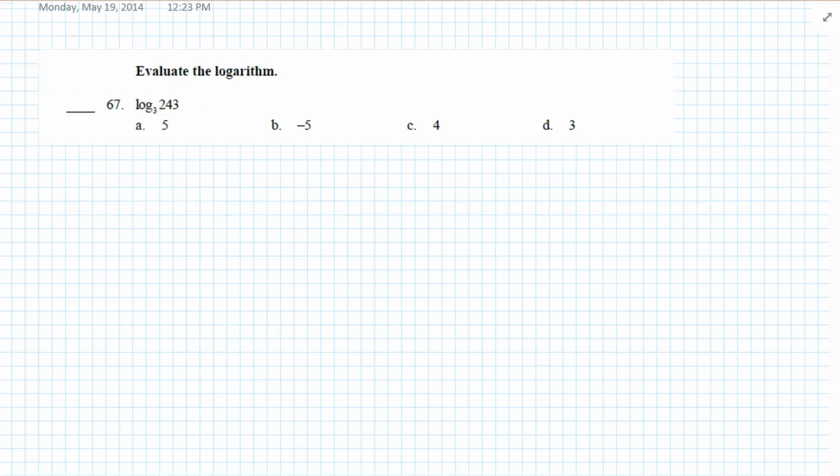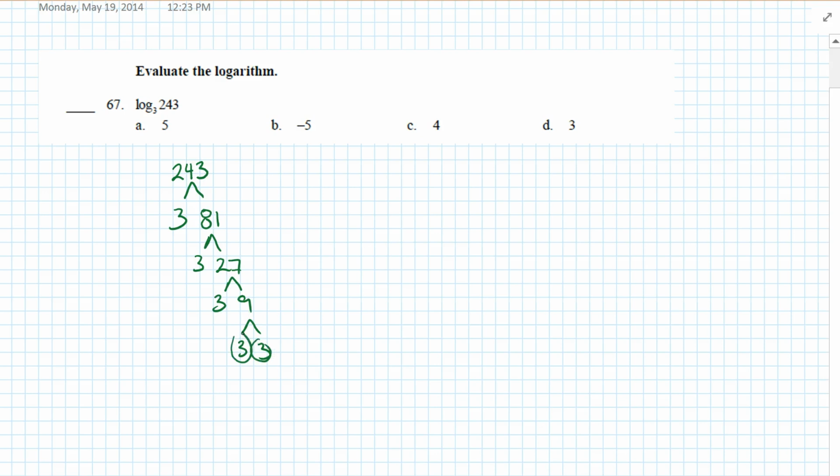67. Evaluate the logarithm. Well, we could do this a few different ways. Since it's a base 3, we could factor 243 down with 3. So 3 goes into 243, 81 times. 81 is 3 times 27. 27 is 3 times 9. 9 is 3 times 3. So I got 1, 2, 3, 4, 5. So the log base 3 of 3 to the 5th would be 5.